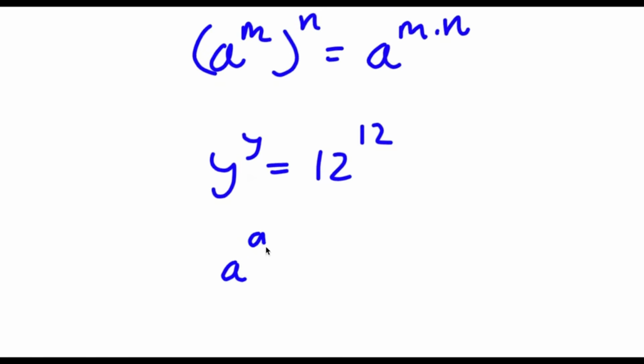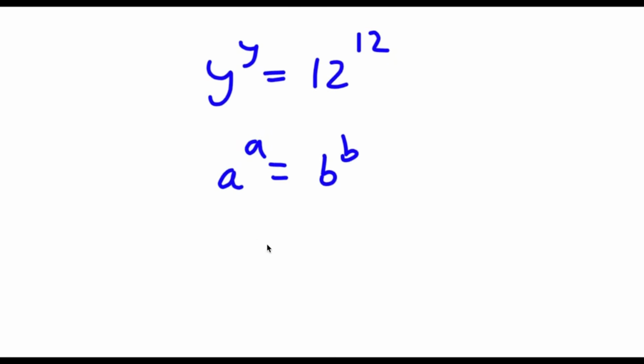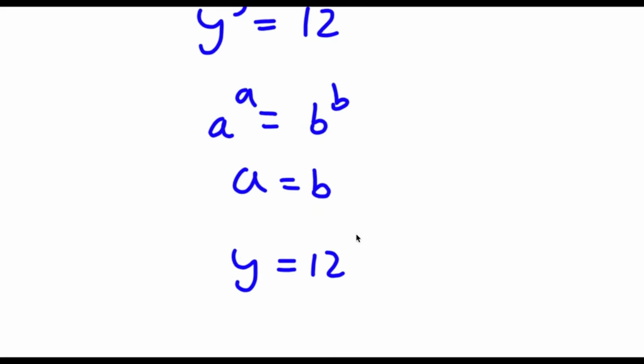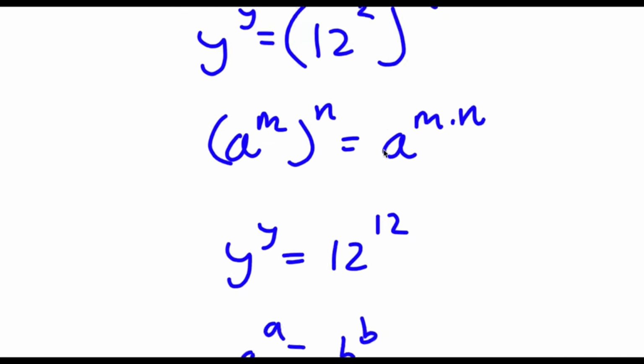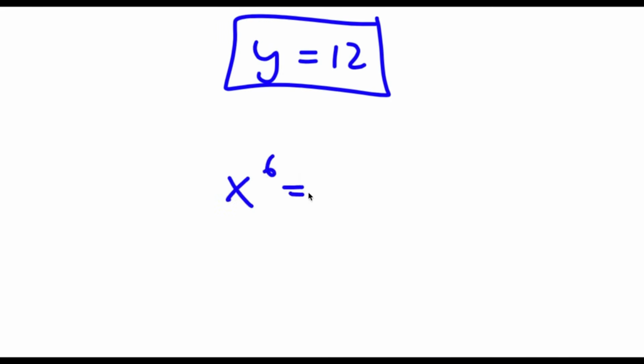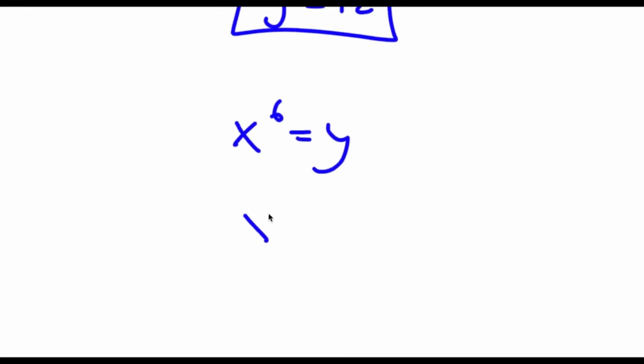Now, if I have something from a to the power of a is equal to b to the power of b, this means that a is equal to b. So in this case, y is equal to 12. Now remember how we set x to the power of 6 equal to y. So if x to the power of 6 is equal to y, and y is equal to 12, this means that x to the power of 6 is equal to 12.